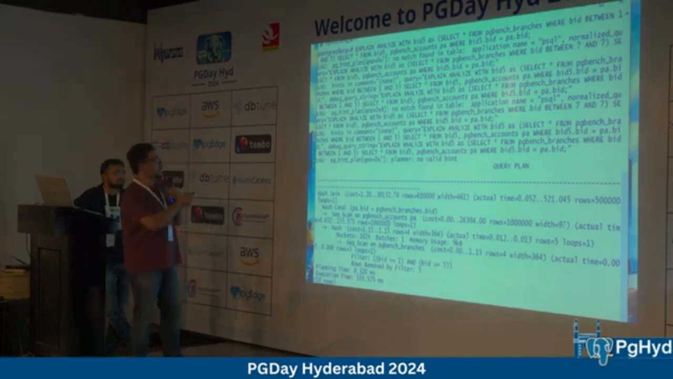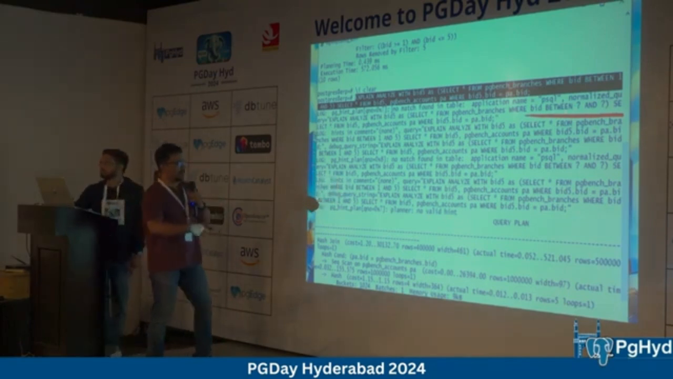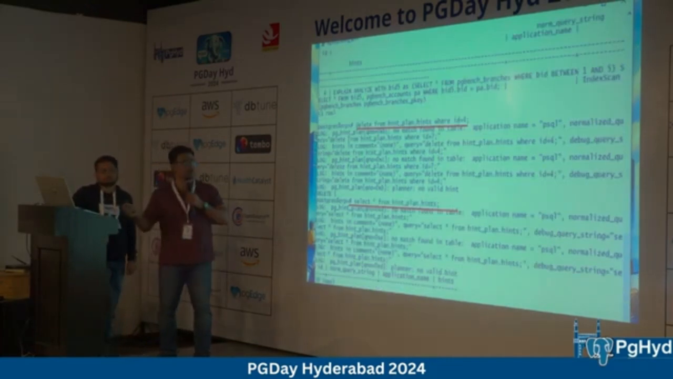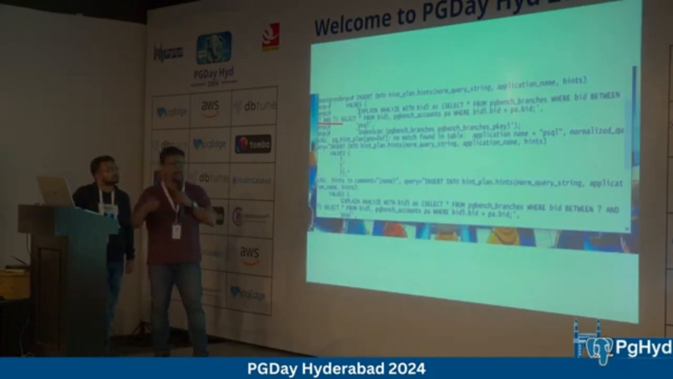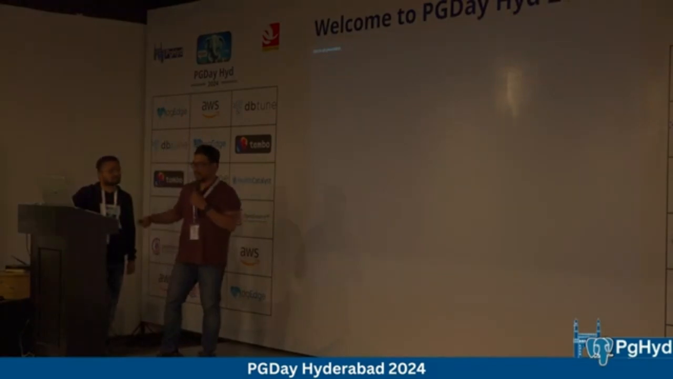After we enable this debug, you see there are a lot of messages displayed. You see here, this is a question mark. It is saying that it expected this but found something else, so that is why there is no valid hint. So then I just delete this and insert the correct hint with the normalized query, and then it is using the right index.